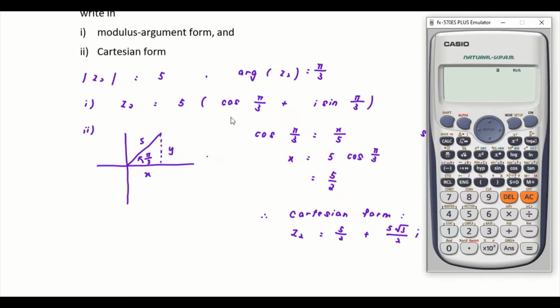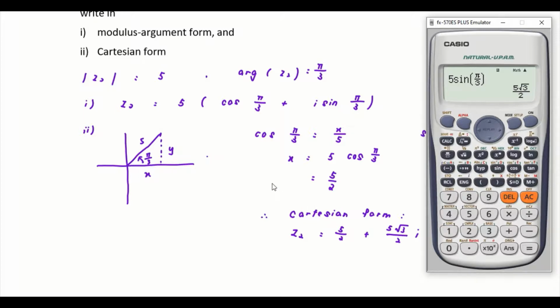So that means 5 cos pi over 3. It should give us the exact same value, 5 over 2. After that you have i sine pi over 3, and don't forget you will expand the 5 as well. So it's going to be 5 sine pi over 3 as well. You can see 5 root 3 over 2 i as well. So for the modulus and argument form, you can always check it by using your calculator.